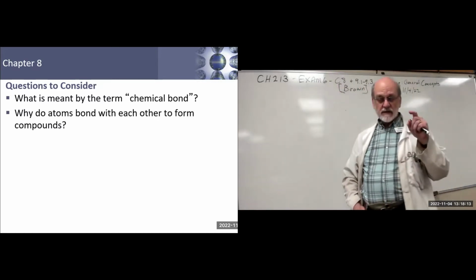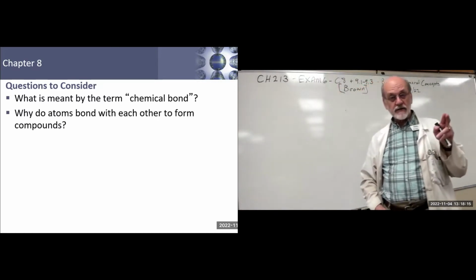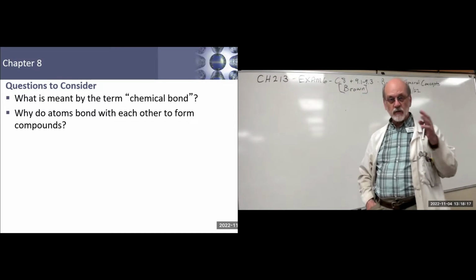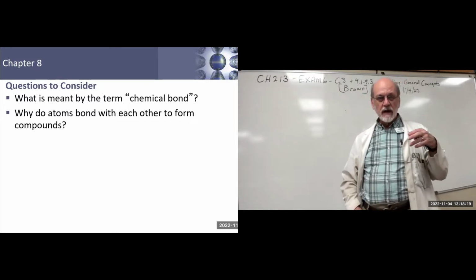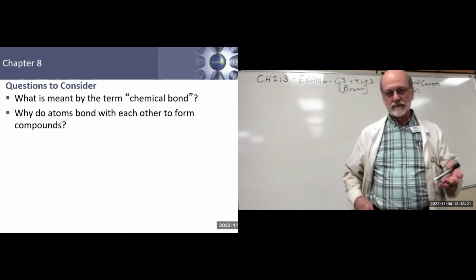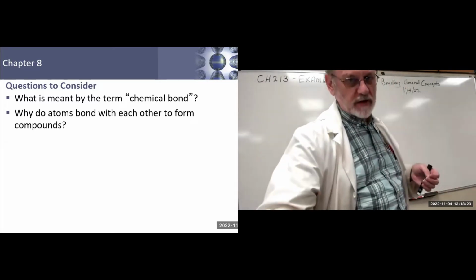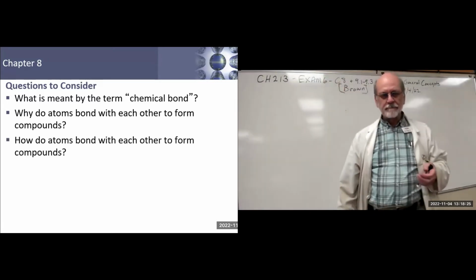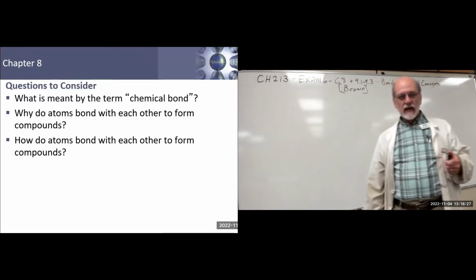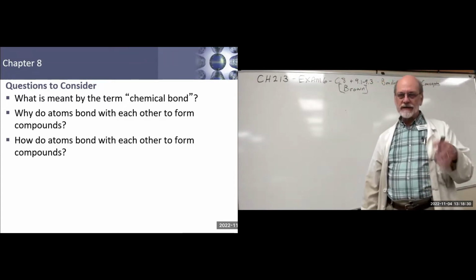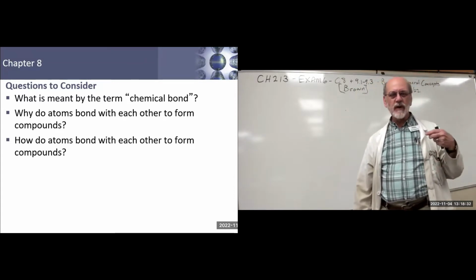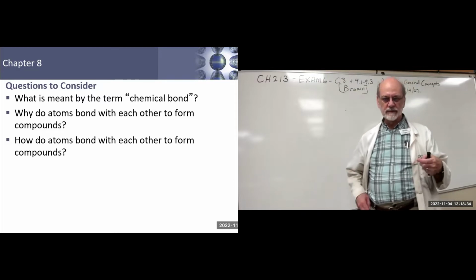The second question is, if atoms bond with one another, why do they do it? That's an even more important question. And a corollary to that is, how do the bonds actually form?